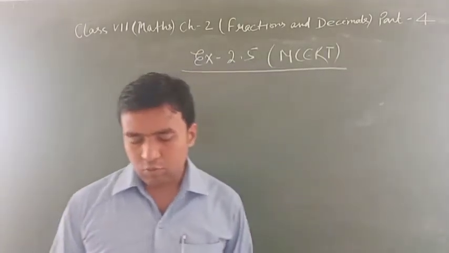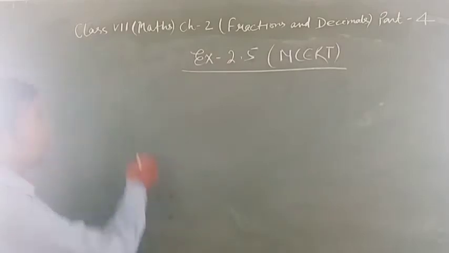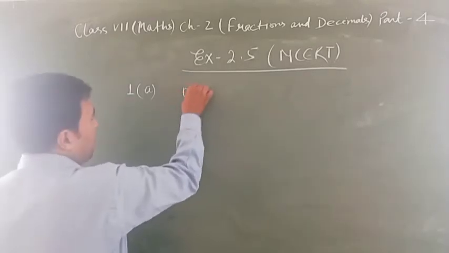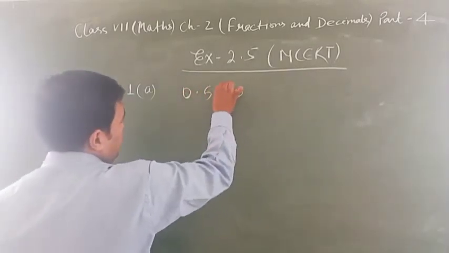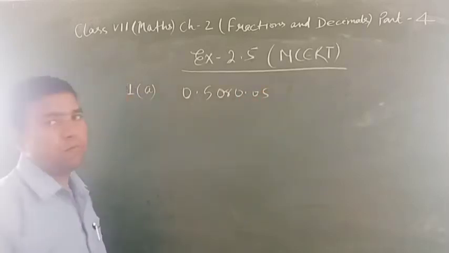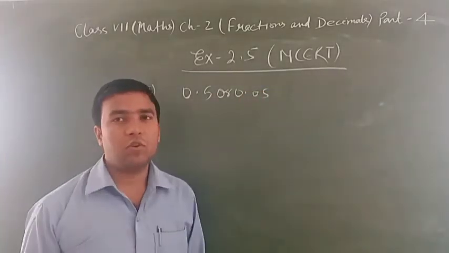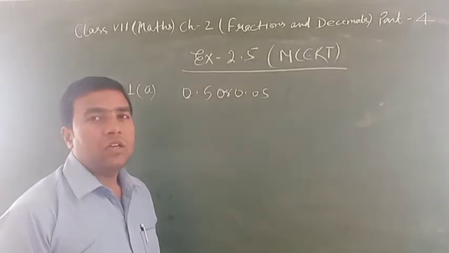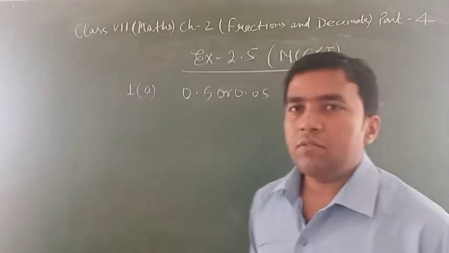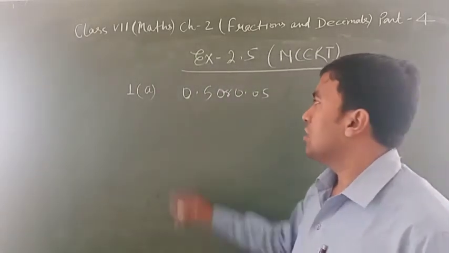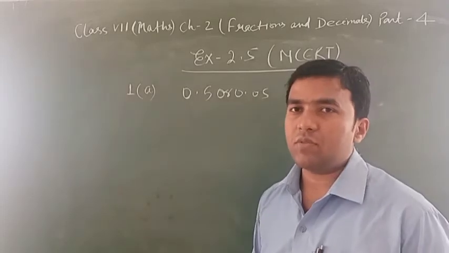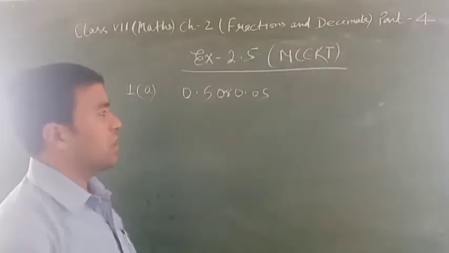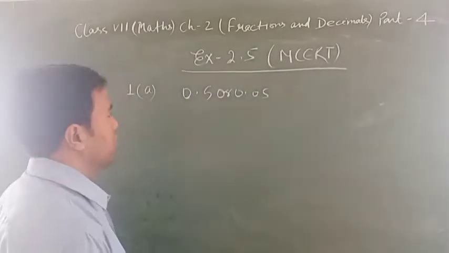First question: which is greater, 0.5 or 0.05? Clear? Here, first of all, you change these numbers into fraction form. When you remove the decimal, you can write it in fraction form.